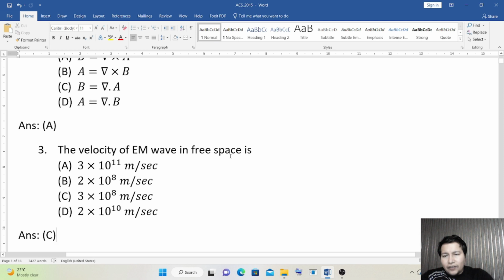The velocity of electromagnetic wave in free space is 3 into 10 to the power 11 meter per second. It is a very easy question. So 3 into 10 to the power 8 meter per second is the correct answer. So option C is correct.